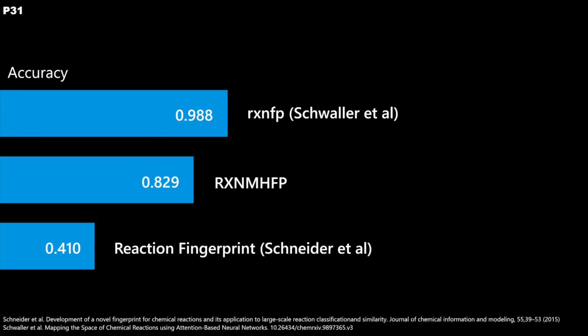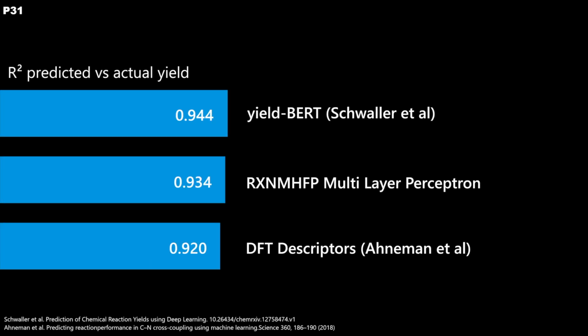In a reaction classification recovery study based on the NextMove software Pistachio dataset, the new reaction fingerprint outperformed a state-of-the-art traditional fingerprint and came within 10% of the performance of a deep learning-based fingerprint, which was trained on proprietary data. In a yield prediction study on Buchwald-Hartwig aminations, a multi-layer perceptron trained on the reaction fingerprint data performed approximately as well as a deep learning-based method and outperformed a DFT-based method.